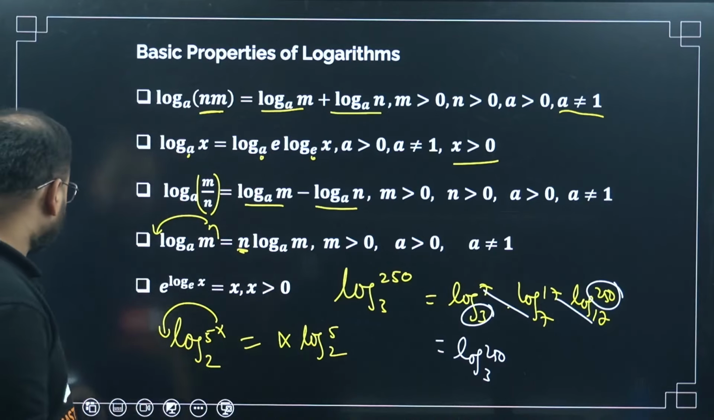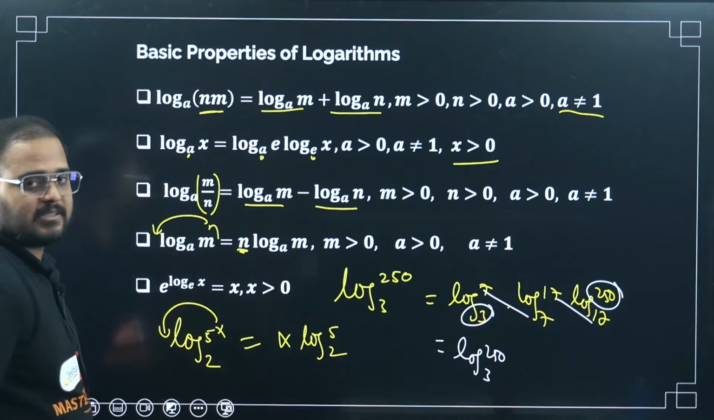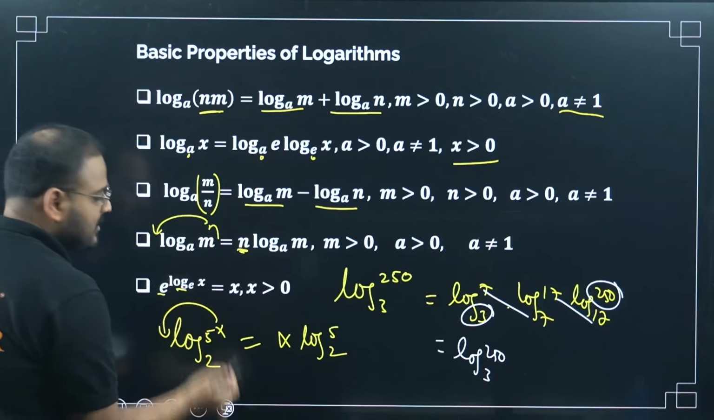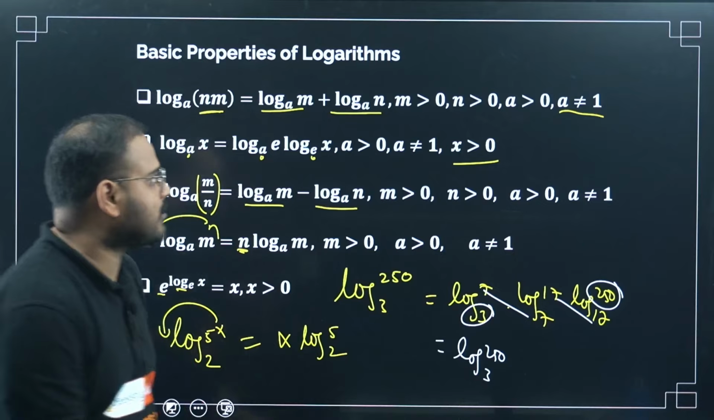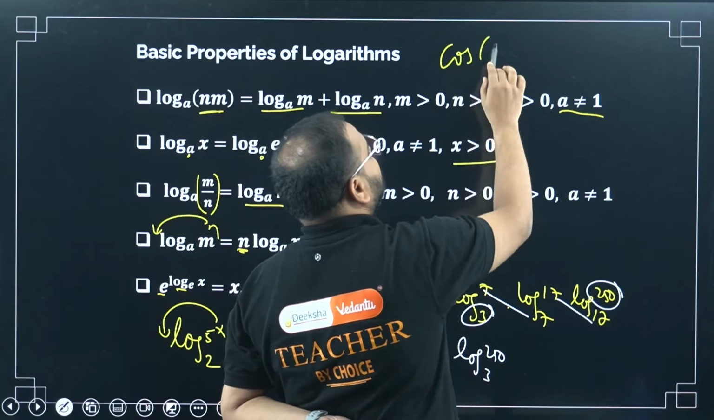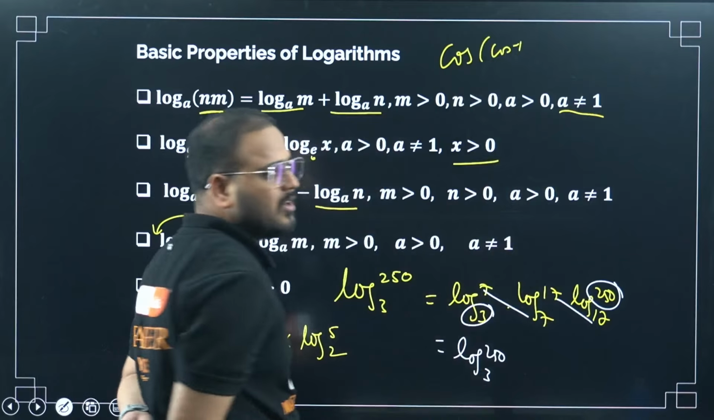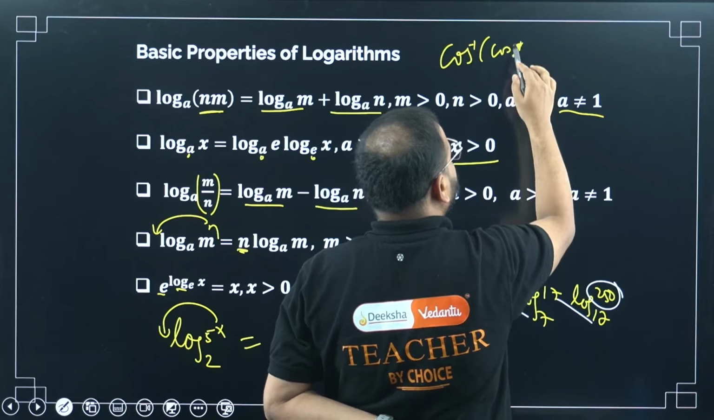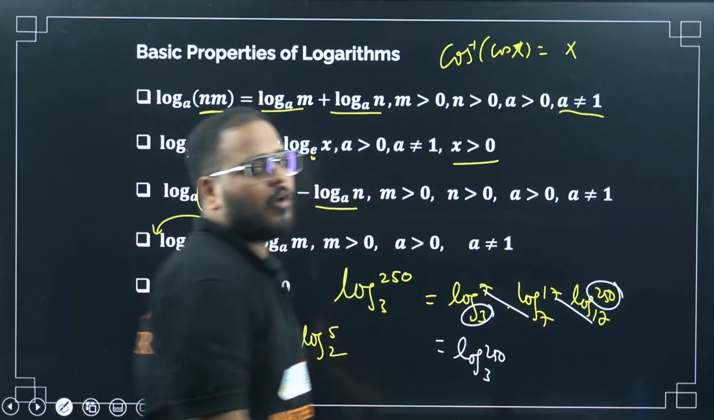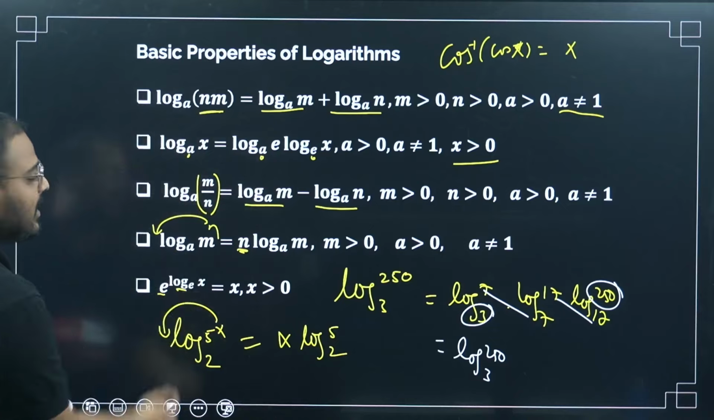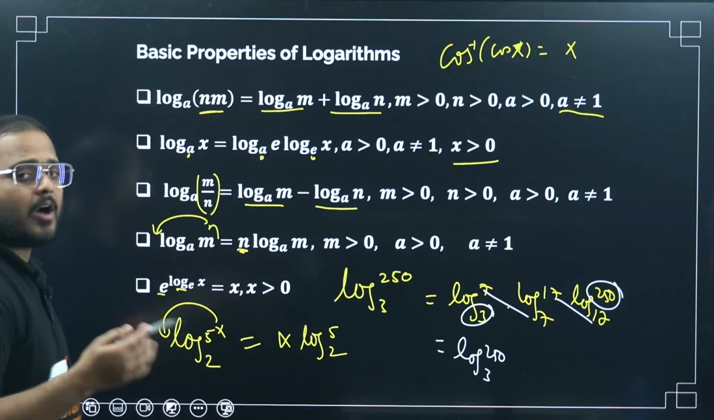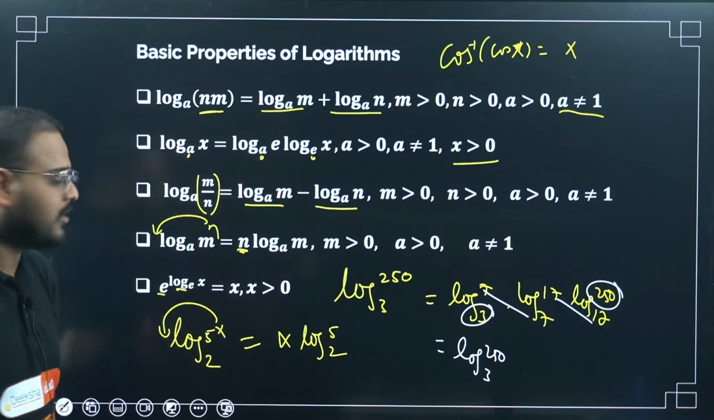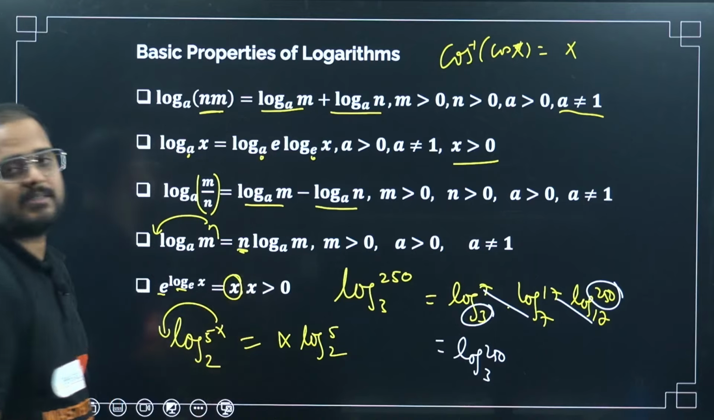Let me see the last part. e to the power log x to the base e. When this is there, see, exponential and log are inverse operators, no? Remember cos and cos inverse. What happens to the result? Whatever is the value here, the answer is simply x. Cos inverse of cos is simply x. Same way, e and log e are inverse functions. So if I operate one on the other at the same time, I will simply get x. I hope this is clear.